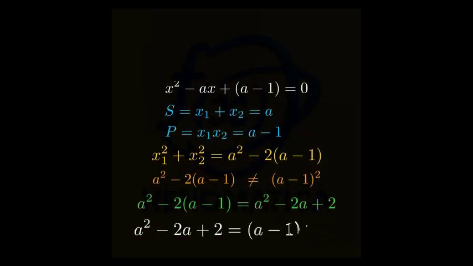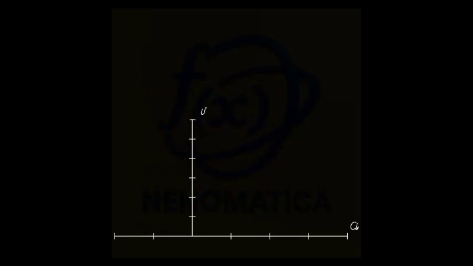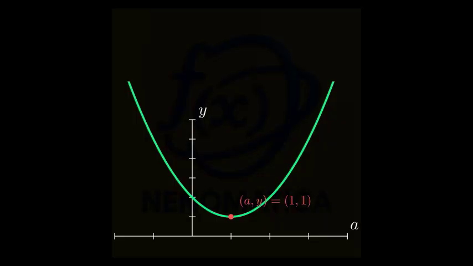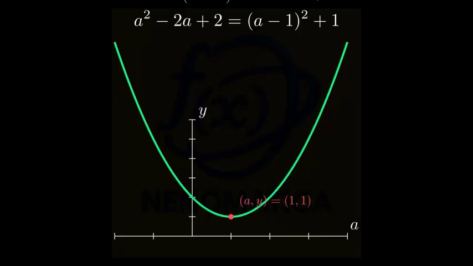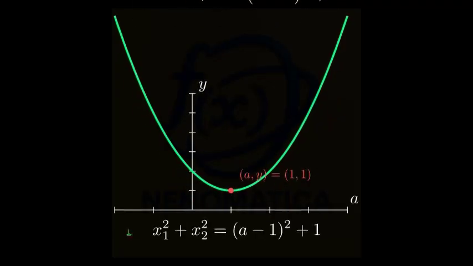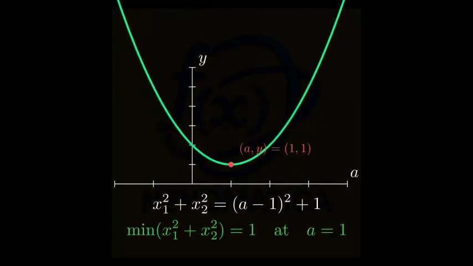Step 5. Complete the square to see the minimum with respect to a. Write a squared minus 2a plus 2 as (a minus 1) squared plus 1. Here is a quick graph of the function of a. The vertex occurs at a equals 1, and the minimum value is 1. Conclusion. The expression x1 squared plus x2 squared equals (a minus 1) squared plus 1. Therefore, its minimum is 1, achieved at a equals 1.